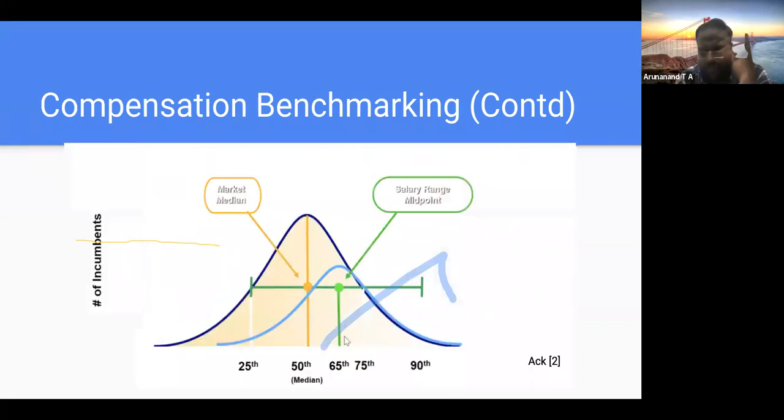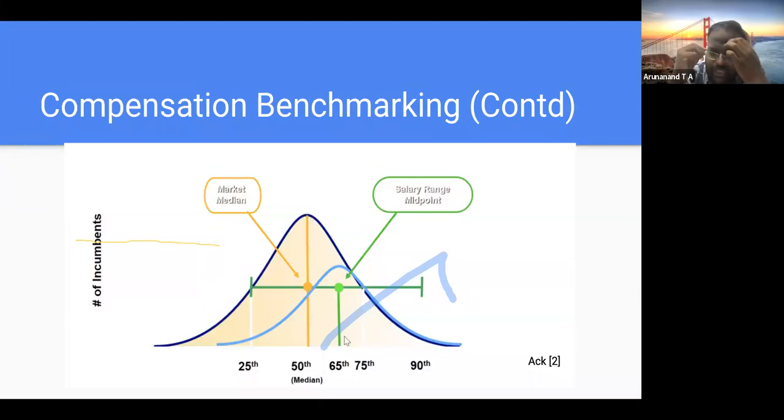Everybody knows what a uniform distribution is. This is a uniform distribution, and the median comes in the middle. That's how the uniform distribution works. You decide I'll pay somewhere around the 65th percentile and find that range, and this is the salary I'm going to do.